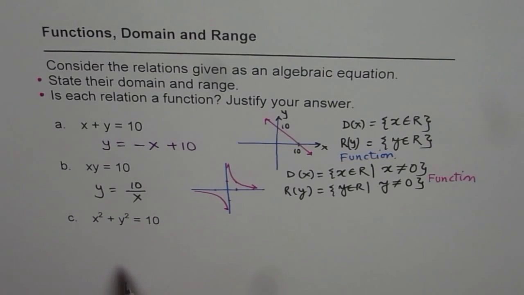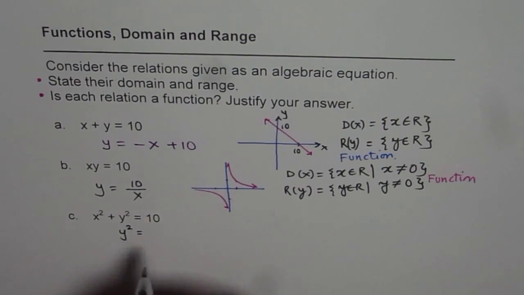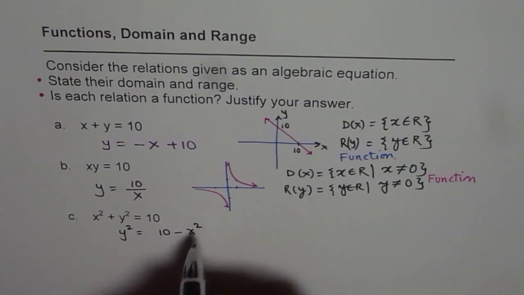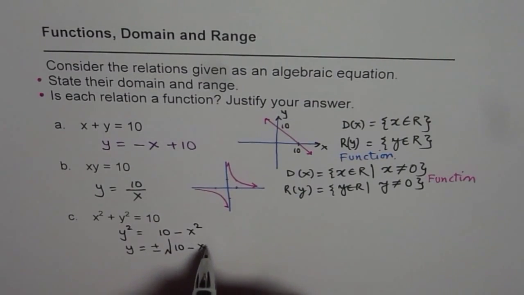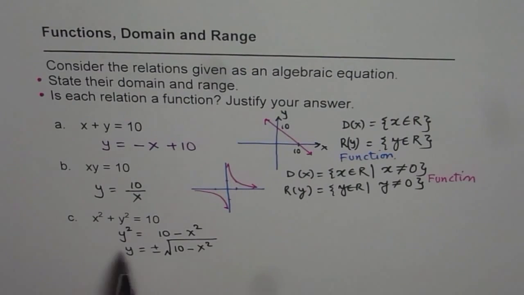Now let us consider the third relation, which is x squared plus y squared equals 10. If I isolate y, I get y squared equals 10 minus x squared, and I can write y equals plus or minus the square root of 10 minus x squared, correct? Whenever you take a square root, you have to write plus and minus. It clearly indicates that for many values of x, we may have two values of y, plus and minus. Therefore, it is not a function, right? Since we have two values for a given x value, it is not a function.